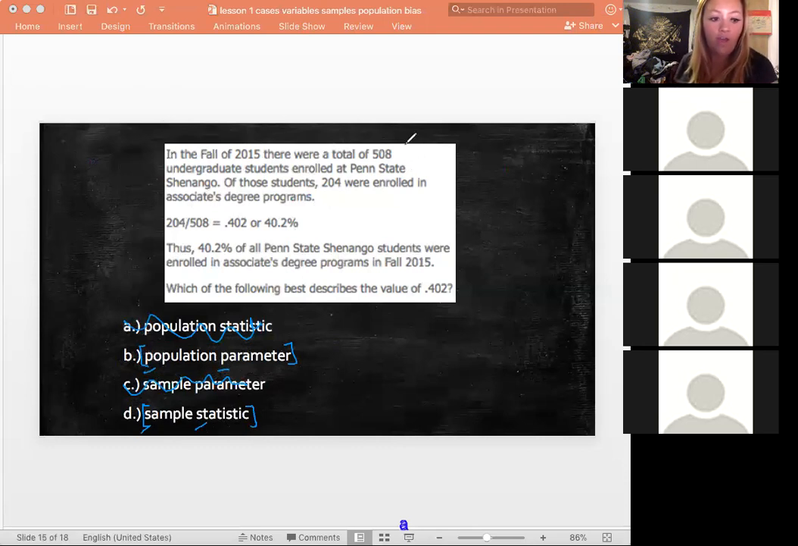So if we look at this, our population is going to be the 508 undergraduate students. So that's going to be our population. And then from that, we took this 204. Remember, from our population, we take samples, so the 204 was our sample. When we took that 204 divided by our population, we ended up getting this 40.2%.